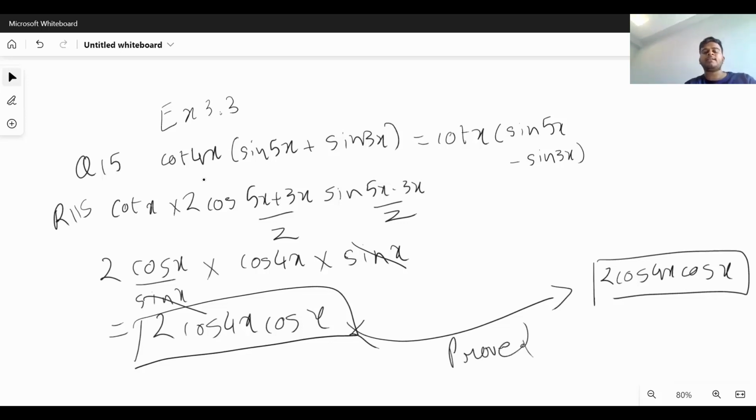So if you had rather tried to just derive RHS from LHS only, you would have been stuck here, right? You would have to apply more and more identities here to ultimately get to here. So rather than doing that, just try to make both LHS and RHS equal to one common form. That is how you're going to solve questions of this type, right?